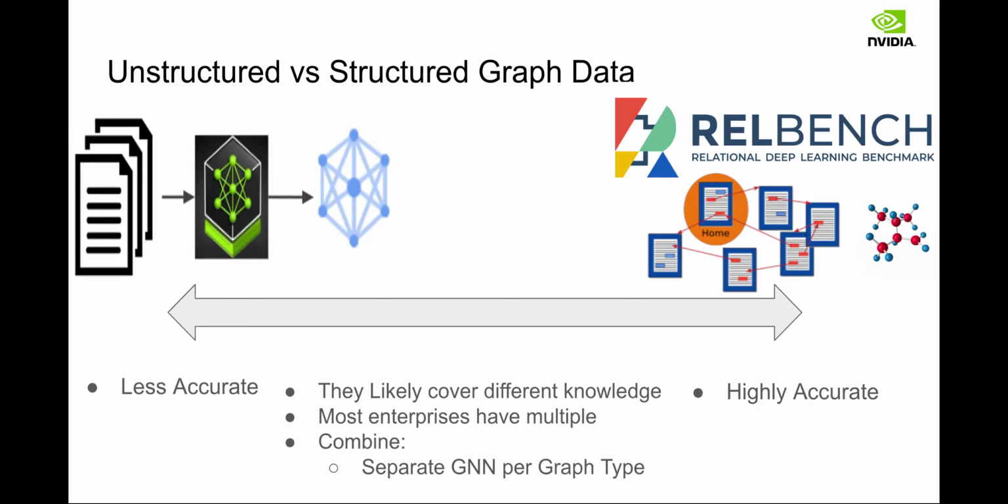In general, each data source will often cover different knowledge. We also know that most enterprises have multiple of these data sources. Using PyG, you could set up a separate GNN for each type of graph data source, all providing context to a master LLM following similar patterns as discussed before. This technique could also be used to incorporate ontologies created by industry experts.